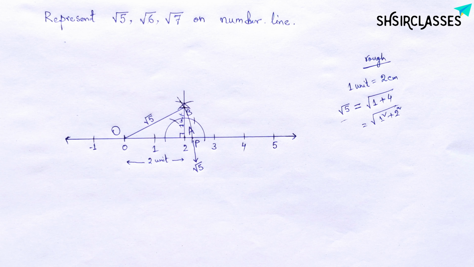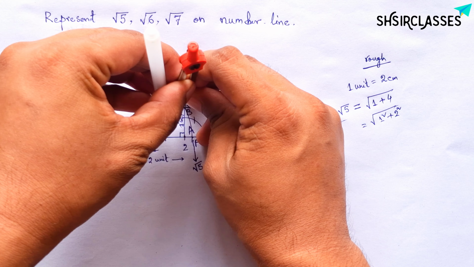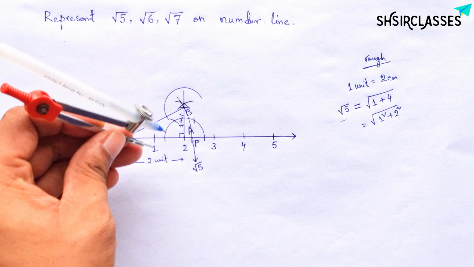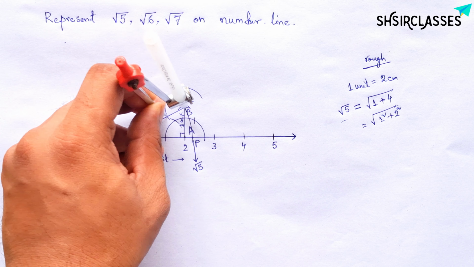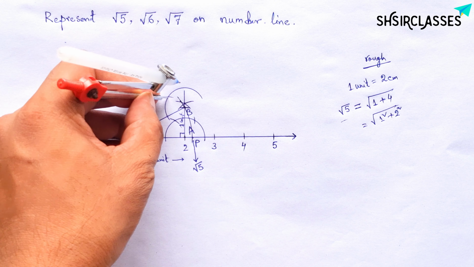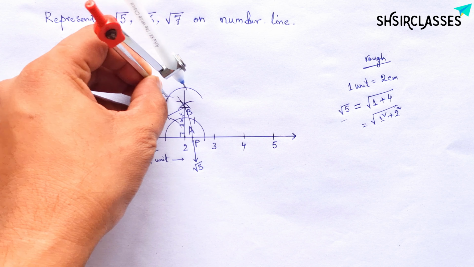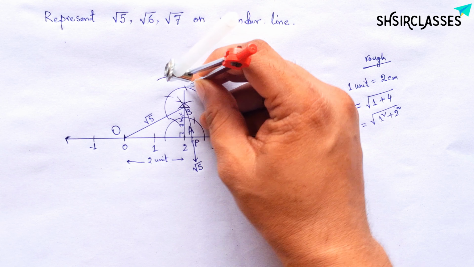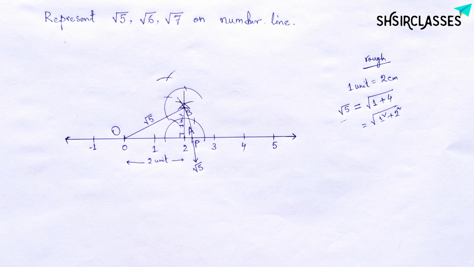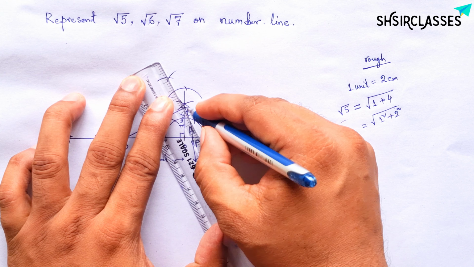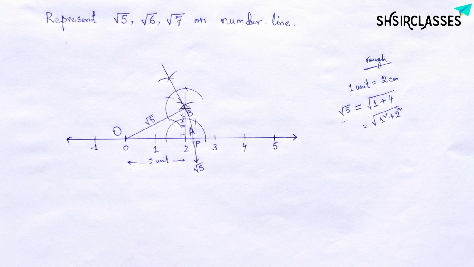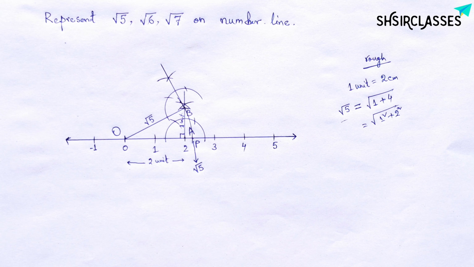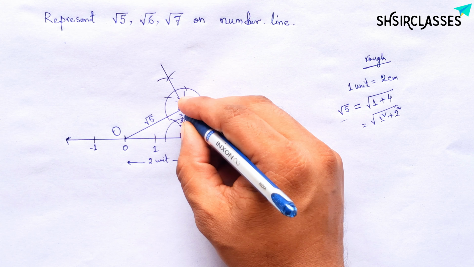Next, represent root 6. First draw a 90-degree angle at the point B. By the same way, draw a 90-degree angle at the point B with the help of the compass. Perfect. Now join this to get a 90-degree angle. Check this angle with the help of a protractor. So this is perfectly a 90-degree angle. Label the 90-degree symbol.